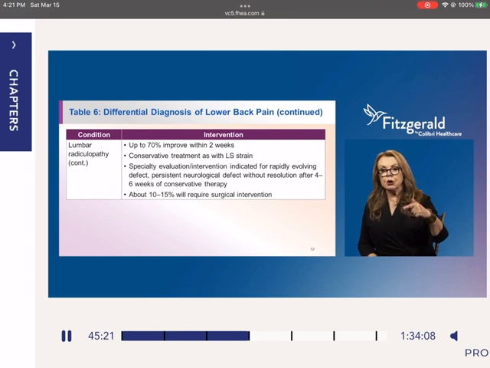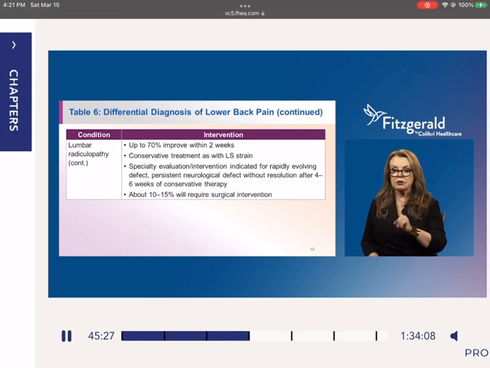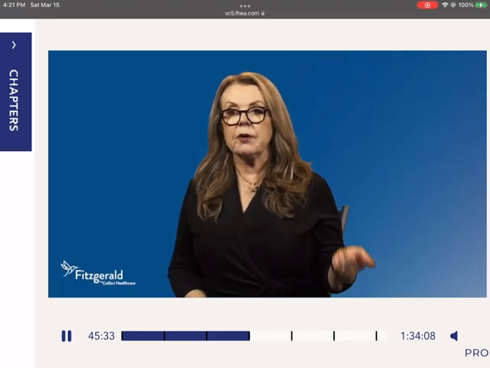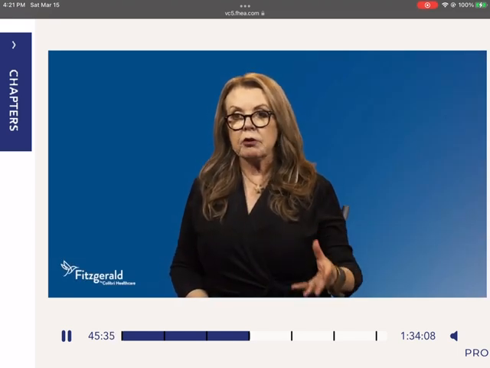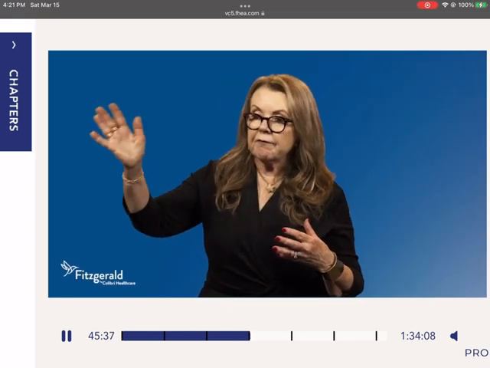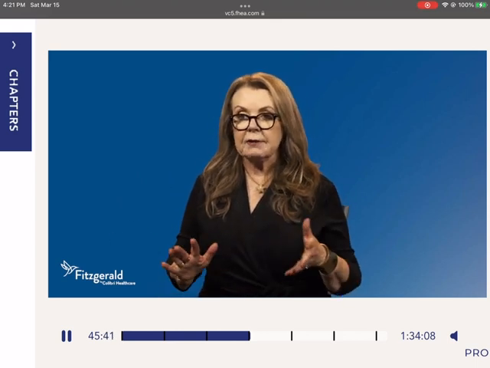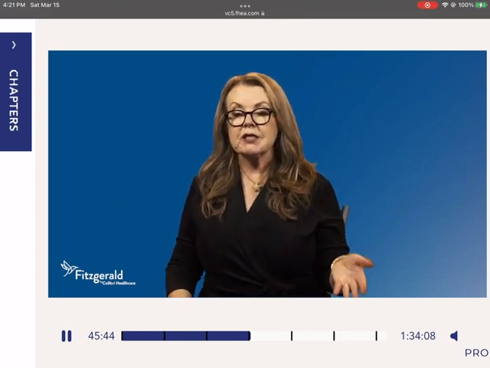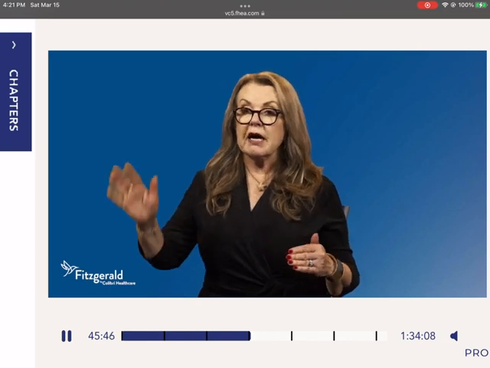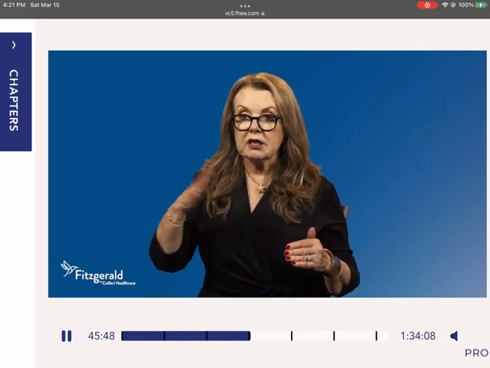When would you refer sooner than the 4 to 6 weeks in that rare person that you'll see with a very rapidly evolving defect? I remember a few years ago, I had a younger woman in her 30s come in with a foot drop, had previous episodes of radiculopathy. She said, this one's much worse. I've never had my foot flap around like this.